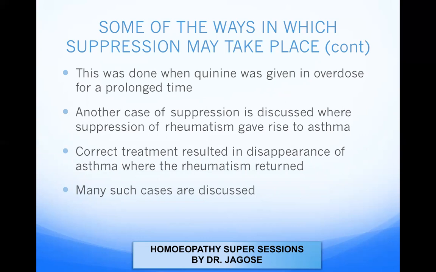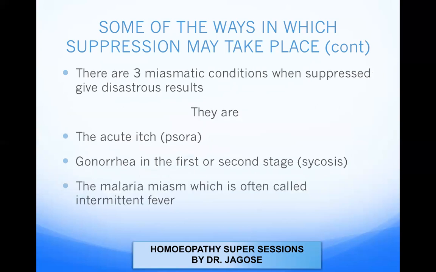Another case of suppression discussed is where suppression of rheumatism gave rise to asthma. J.H. Allen has described another case in short, where the suppression of rheumatism gave rise to asthma. Correct treatment resulted in disappearance of the asthma when the rheumatism returned. So if we give the right homeopathic drug, the similimum, the rheumatism will return and the asthma will disappear. He has discussed many such cases in his book.